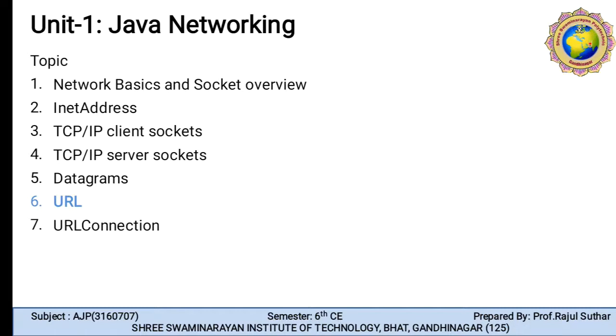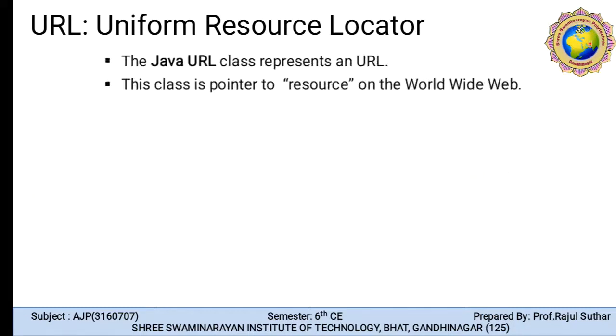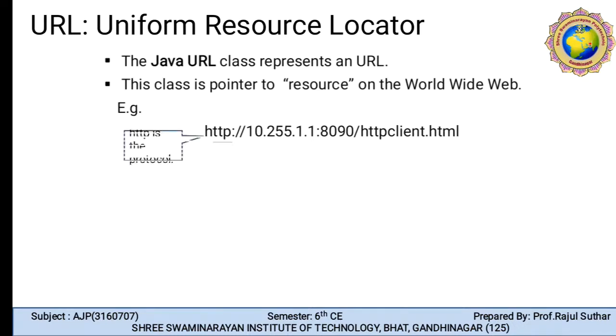So let me discuss URL in detail. The Java URL class represents a URL. This class is a pointer to a resource on the World Wide Web. Here one example is used: http://10.255.1.1:8090/client.html. So we can easily identify HTTP as a protocol.